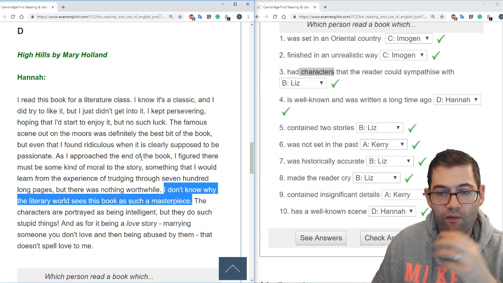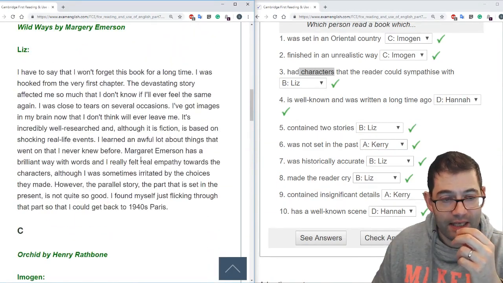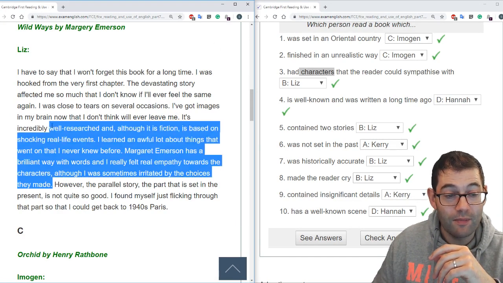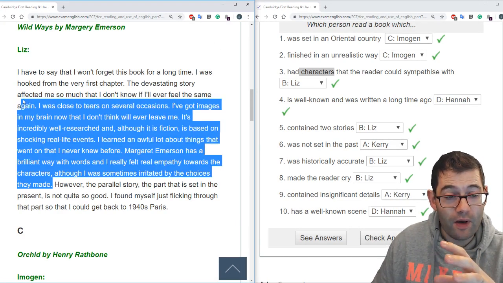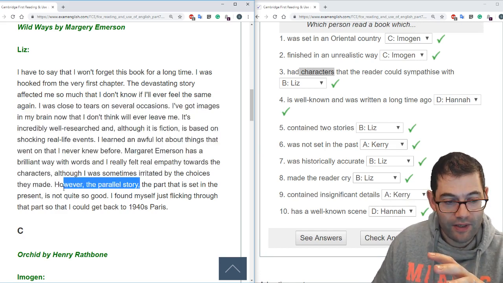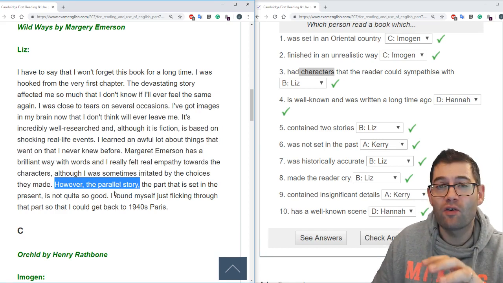For question number 5, which person read a book which contains 2 stories? This was Liz. And we can see this here. On the first part of the answer, well, most of the answer, she talks about one part, and then she says, however, the parallel story, I'll highlight it here, the part that is set in the present is not quite so good.